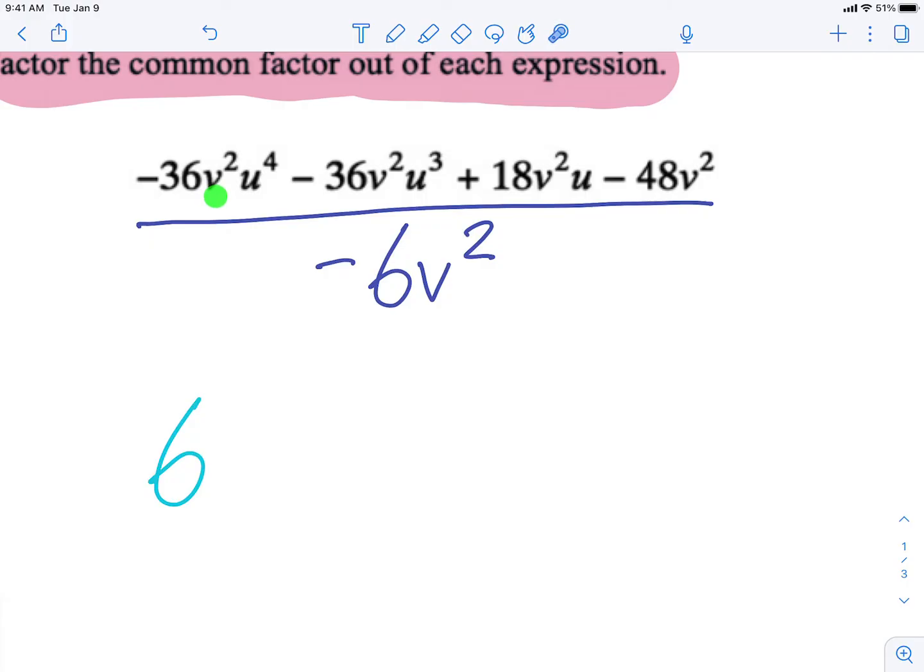V to the power of 2, V to the power of 2. 2 minus 2 is 0, so no more V's. I still have U to the 4th. Negative 36 divided by negative 6 is a positive 6. V to the power of 2 and V to the power of 2. 2 minus 2 is 0, so no more V's left. I still have U to the power of 3.